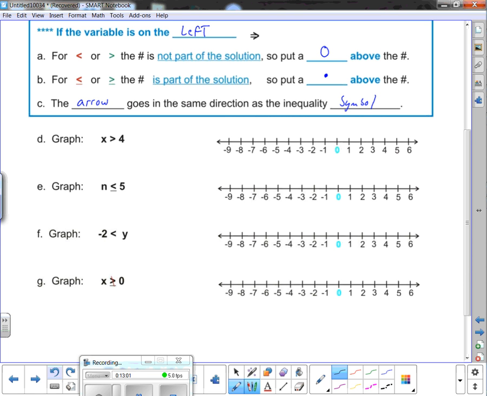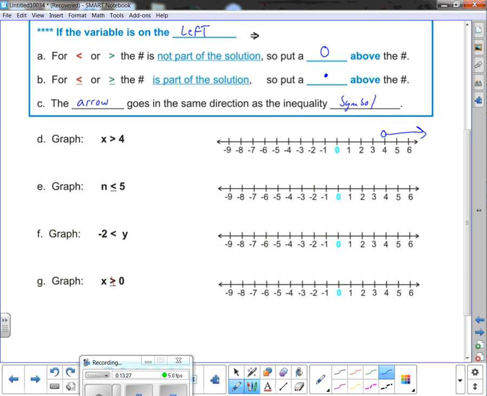All right, so I want to graph x greater than 4. First off, I have to decide dot or circle. In this case, there is no equal to part. 4 is not part of the solution. I put an open circle above the 4. Now I need my arrow either going left or right. Well, my arrowhead points right because my variable's on the left, and I make my arrow point to the right.